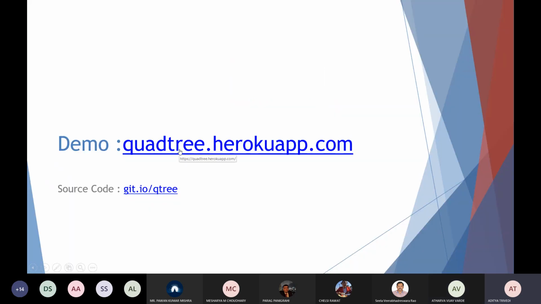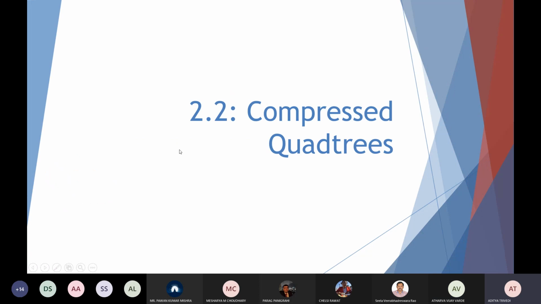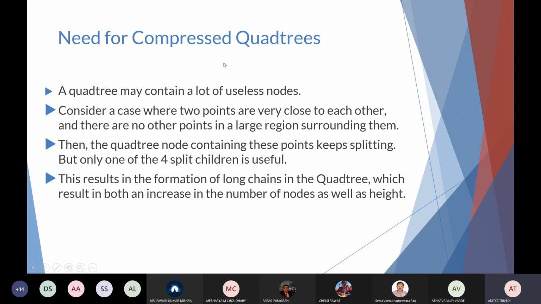So now we'll continue to compressed quadtrees. What is the need for compressed quadtrees? A quadtree may have lots of useless nodes. Let us consider a simple case where there are only 2 points very close to each other, and there are no other points. So in the whole space, there are only 2 points which are very close to each other. Now, I'll just show that image.